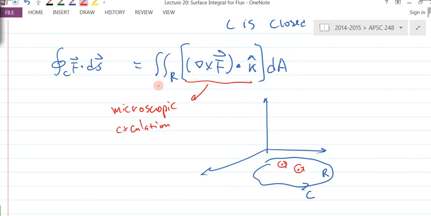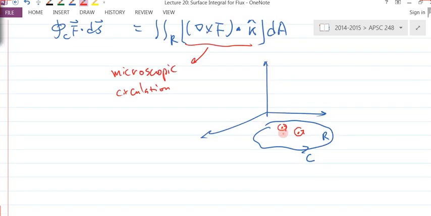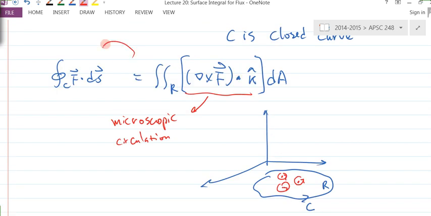And what is this double integral doing? Integral basically means sum. You're adding all the quantities together. So what are you adding together? You're adding all of this microscopic circulation together, which gives us what? The big circulation around the curve C. Right? Excellent. Does that make sense?